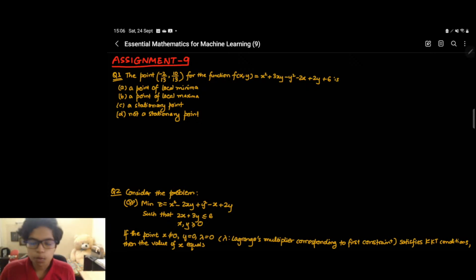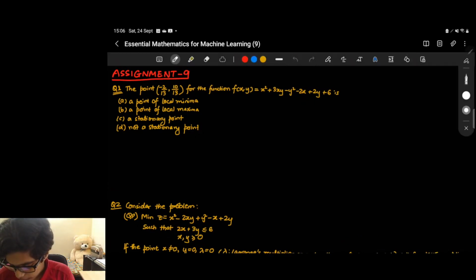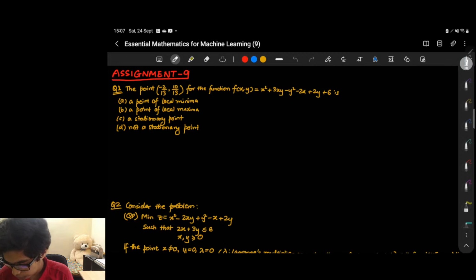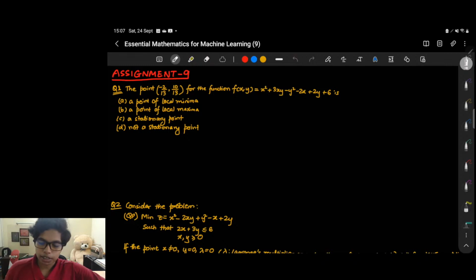So let us start with this week's assignment problems. This is week 9. We are looking at assignment 9. Let us look at the first question. The first question says: the point minus 2 over 13, comma 10 over 13, for the function f(x, y) equals x squared plus 3xy minus y squared minus 2x plus y plus 6 is... We need to select whether this point for this function is a point of minima, a point of maxima, a stationary point, or not a stationary point. So let us start solving.